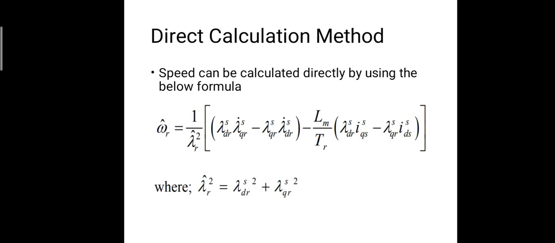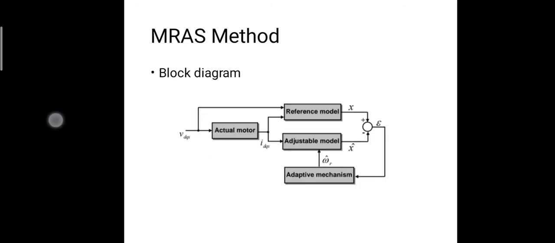Lambda r means the rotor flux vector. Lm means mutual inductance. Tr means rotor time constant. And lambda cap means the estimated rotor flux vector. Okay, we can estimate the speed by using the direct formula. The values are given, so we can estimate the speed of an induction motor.